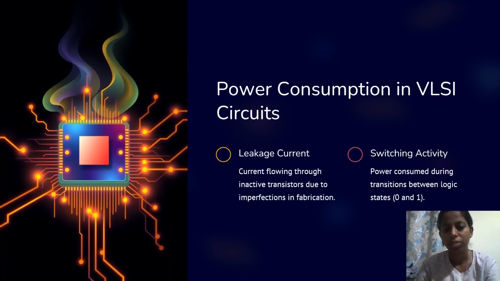Now let's see how the power consumption in VLSI circuits happens. The first is leakage current: current flowing through an inactive transistor due to imperfections in fabrication. And the second is switching activity: power consumed during transitions between logic states 0 and 1.